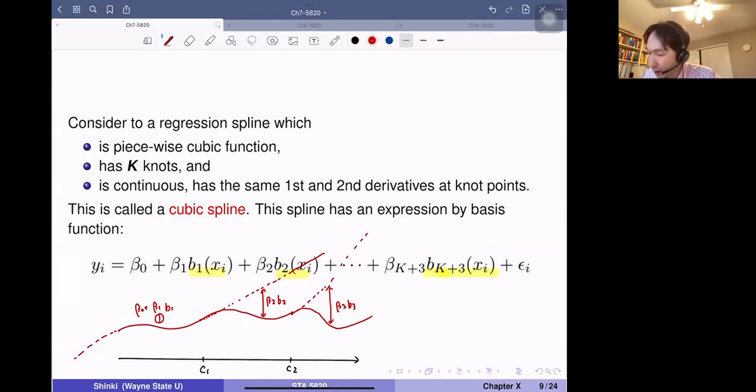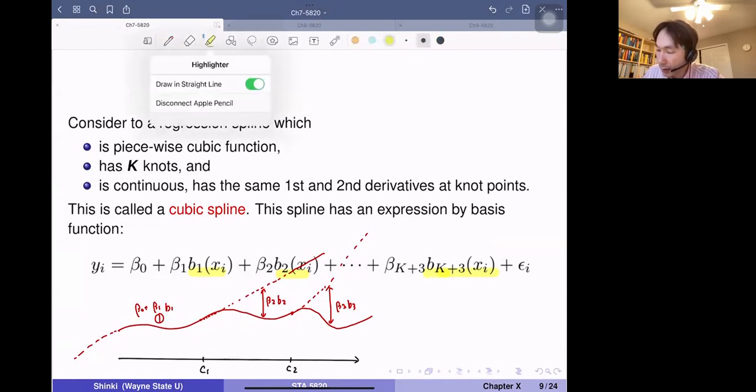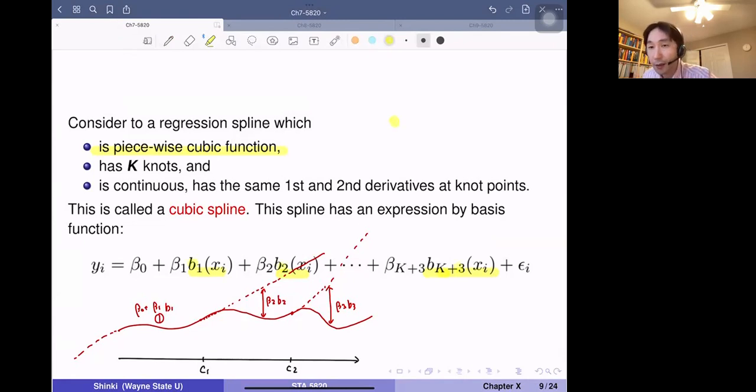And so the cubic spline assumes that for each one, B1, B2, B3, these are cubic. And also that we have K knots. So here are the 2 knots. K is a given number, so we prepare the given number. And also we assume that the entire curve is continuous and has the same first derivative and same second derivative at knot points.